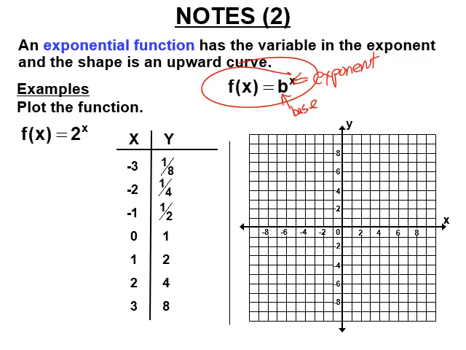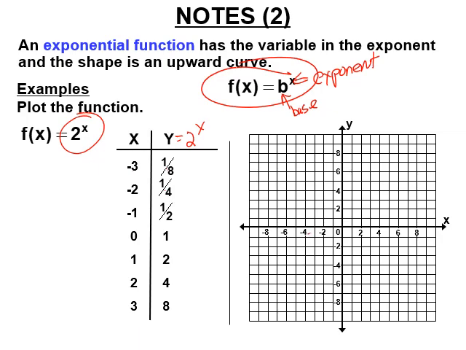So we're going to graph our very first one, f of x equals 2 to the x, is how you say that. So it's y equals 2 to the x. And you already did the math. That's why the t-table is already filled in, right? 2 to the negative third is 1/8. 2 to the negative second is 1/4, and so on. So plot those points. They're going to come out in an exponential curve.